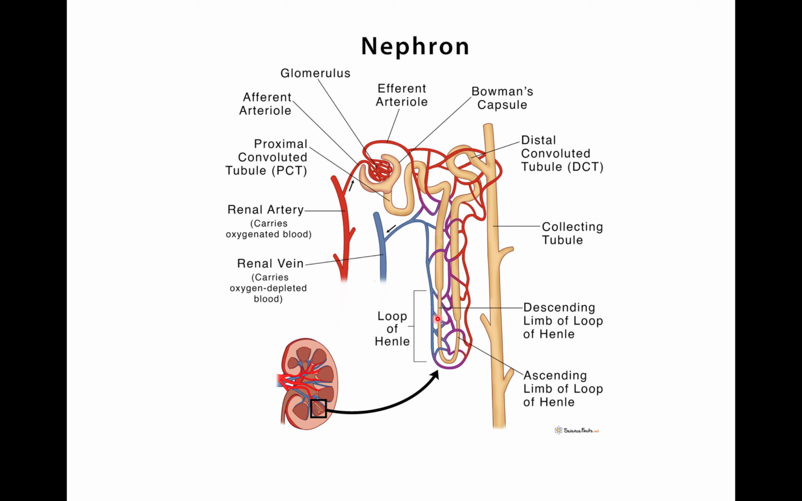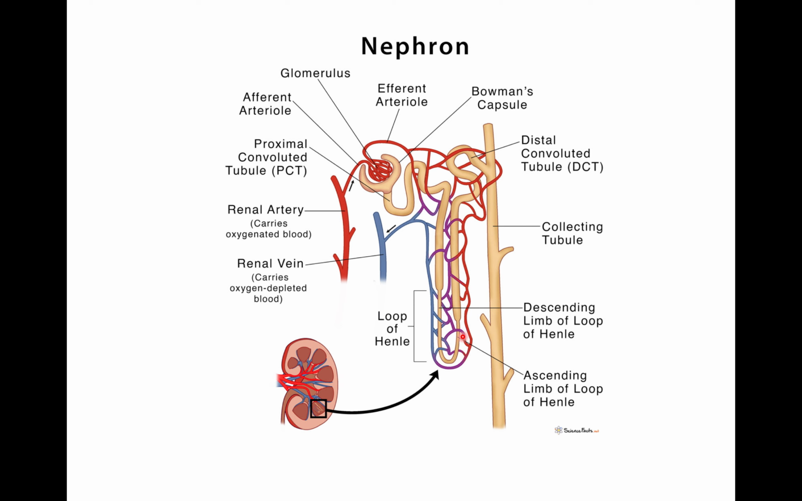So the descending limb is where the tubular fluid descends downward, and this limb is very thin and permeable to water. In this limb the epithelial cells are flat and of squamous type, but they do not have any microvilli or brush border. So in this type of cells there are very few mitochondria.